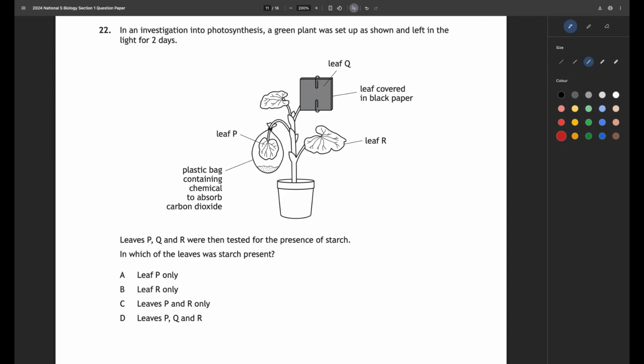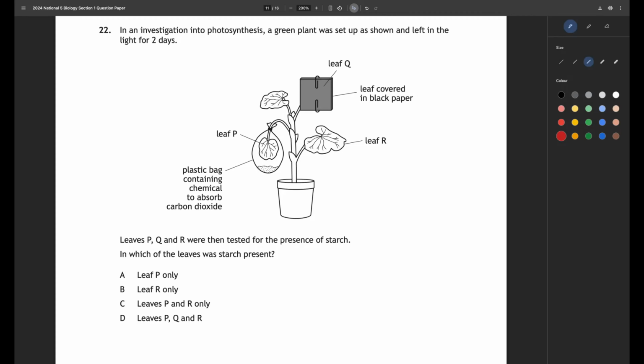So leaves P, Q, and R were then tested for the presence of starch. In which of the leaves was starch present? Okay, now, based on the way I've described the question, you're probably coming to an answer already, but P cannot photosynthesize and produce starch, which comes from the sugar at the end of the carbon fixation stage, without carbon dioxide. For leaf Q, the light reaction stage cannot take place because we're not absorbing that light energy via the chlorophyll in the chloroplast. So therefore we can't even get started on photosynthesis with leaf Q.